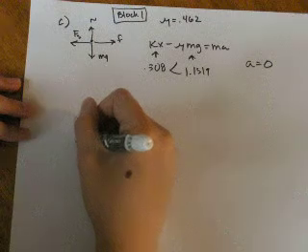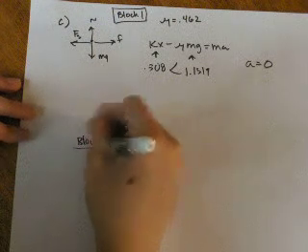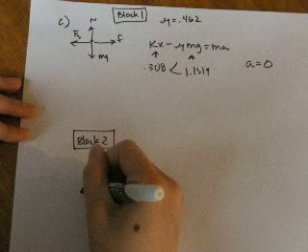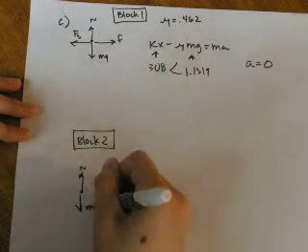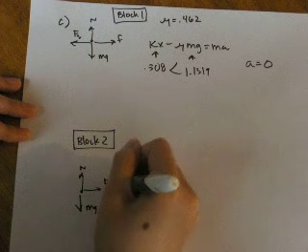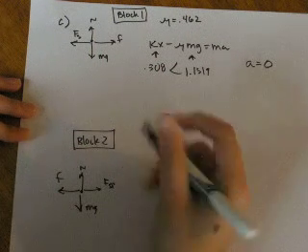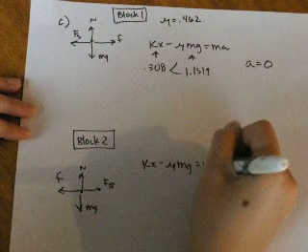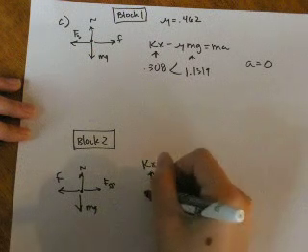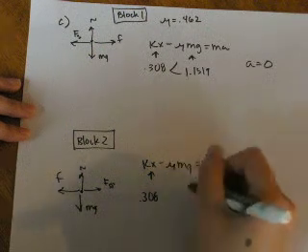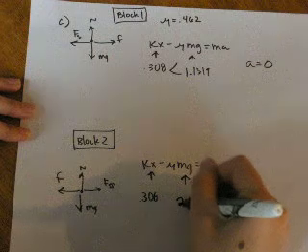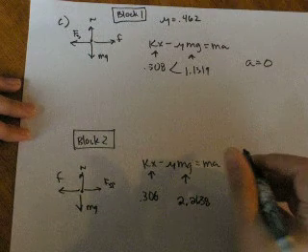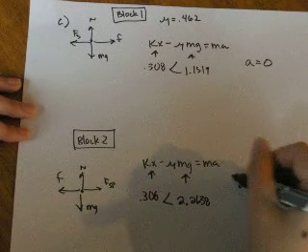It doesn't move. And then block 2, same thing, except the mass changes this time, because we're doing block 2. We have N, mg, force of the spring, and friction, and we're going to get kx minus mu mg equals ma. This time it's going to be 0.308, and this is going to be 2.2638, and it's greater, so a is going to equal 0 again.